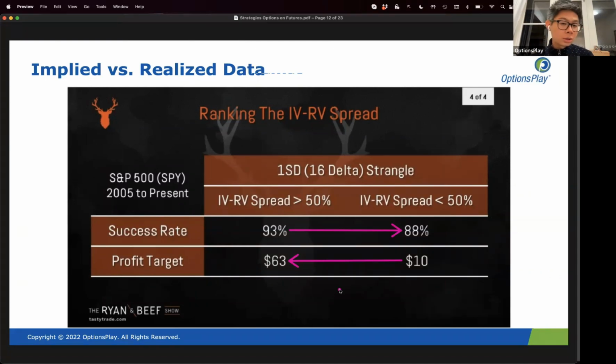So yes, you can sell strangles all the time and be profitable in the long run, but you can be far more profitable if you're patient and you wait specifically for the right setups from a volatility perspective. And those are some of the things we're going to discuss here today in our trading example.